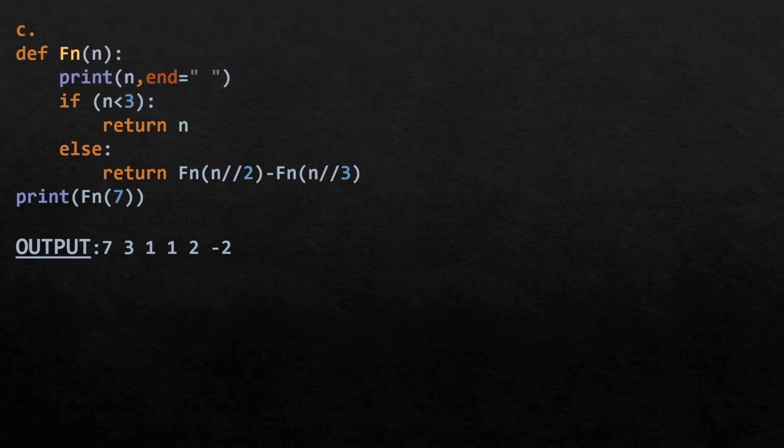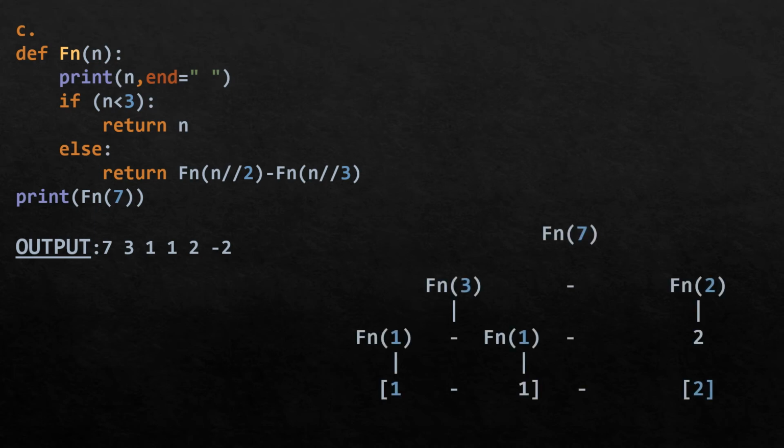Now consider the same piece of function, that is def fn of n, but here the function is called with the value 7. So once we run this program, first function of 7 will be called. So 7 will be printed. Then in turn it will call fn of 3 minus fn of 2. Fn of 3 is equal to fn of 1 minus fn of 1. Fn of 2 is directly 2. You can see the output is 1 minus 1 minus 2. That is, finally the result is minus 2. But the values will be printed in this order: first 7, then 3, then 1, then 1, then 2, and finally the result is minus 2.